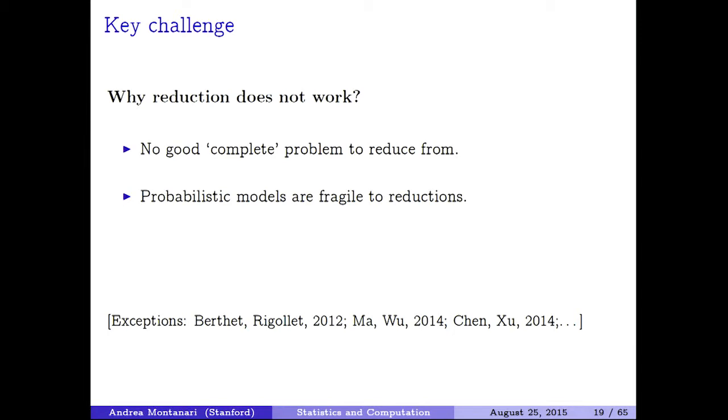All right? So there are exceptions to this. In particular, starting with work by Berthet and Rigollet, people proved reductions for sparse principal component analysis, from hidden clique to sparse principal component analysis. So this is an interesting line of work, but these are reductions between problems that are very close to each other in a sense.